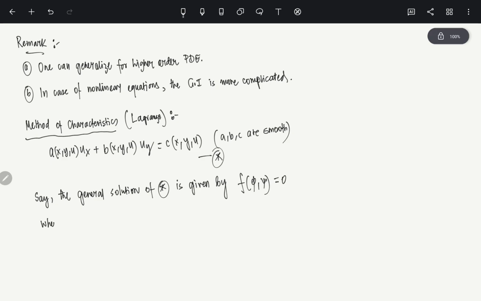Where f is an arbitrary function, of course smooth, we will assume that, so I may not be writing it all the time, but it is basically assumed to be a smooth arbitrary function of phi and psi. Again, phi and psi are functions of x, y and u.